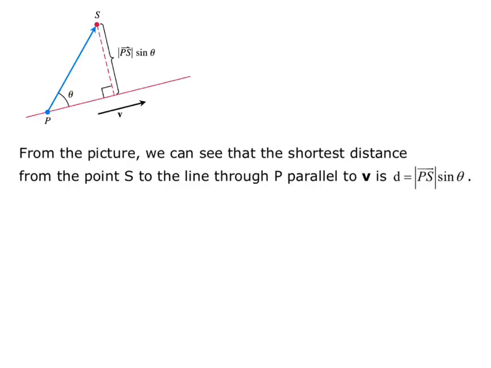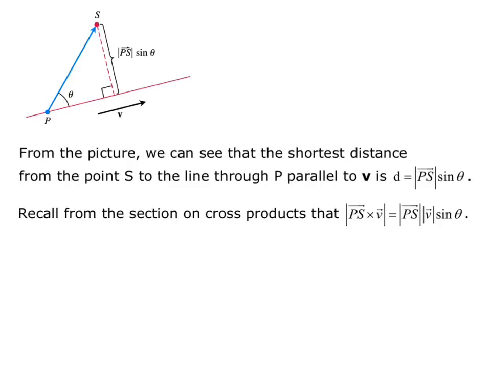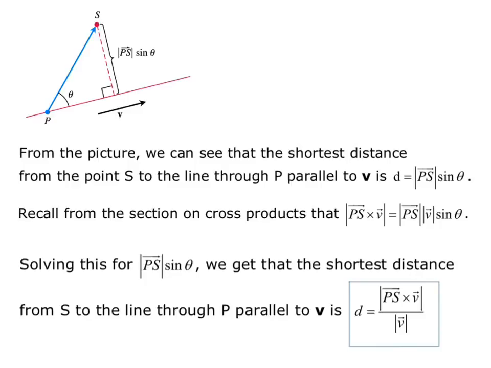Now we won't usually be given an angle, and so what we want to do is try to come up with a formula for distance that does not include an angle. So we think back to our section on cross products, and I hope you remember that the magnitude of PS crossed with V equals the magnitude of PS times the magnitude of V times sine of theta. So solving this for what we decided D was, the distance, so solving for magnitude of PS sine theta, we get that the shortest distance from S to the line that is through P and parallel to V is D equals magnitude of PS cross V divided by magnitude of V. This is the formula that will be on your formula sheet for the test.